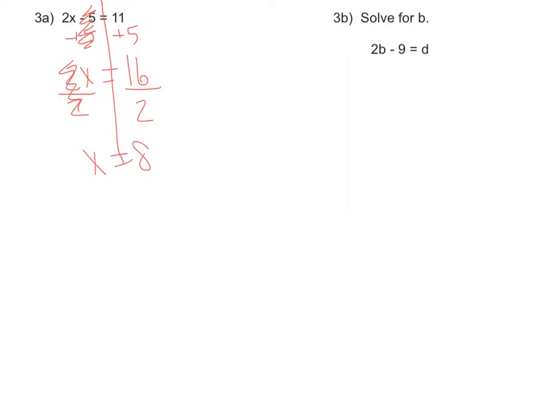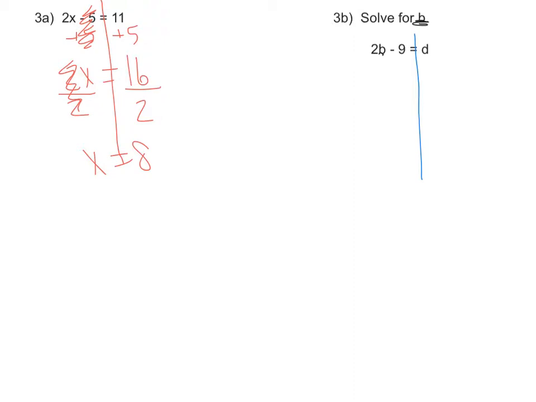So let's apply that to 3b. We're going to draw our line here. Go to our directions, since we have more than one variable. The directions say solve for b. I'm going to put a little mark here by the b just to remind us that's what we're trying to solve.